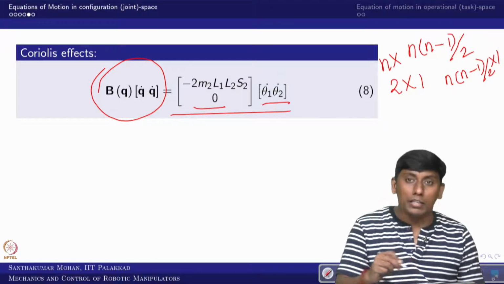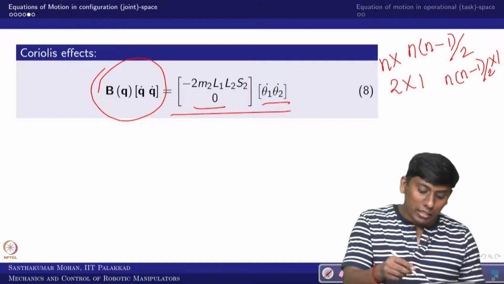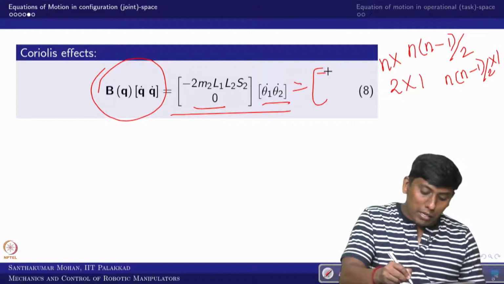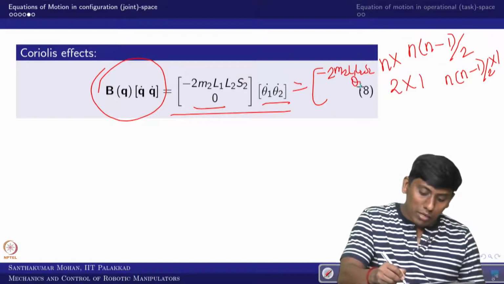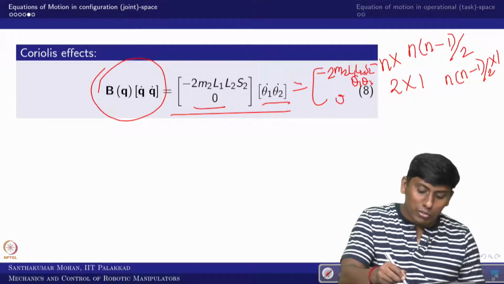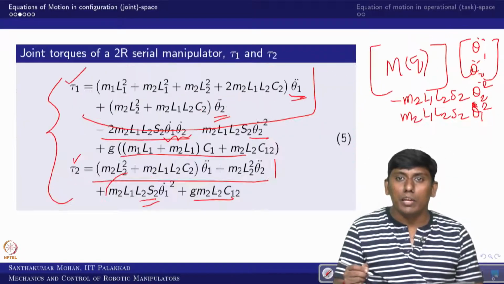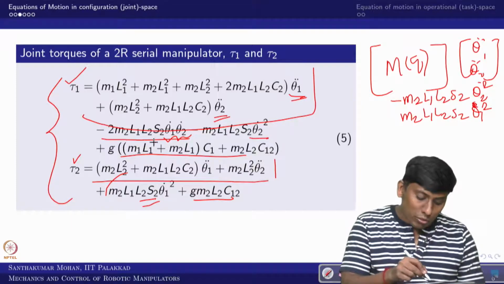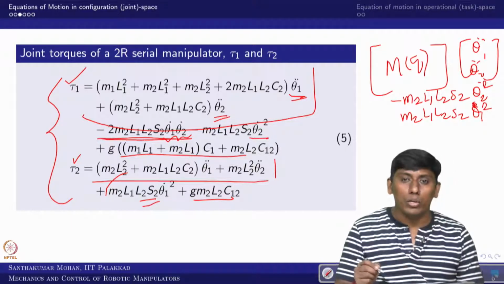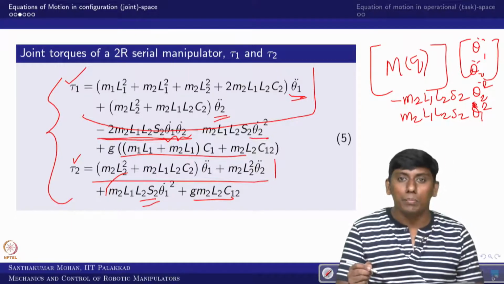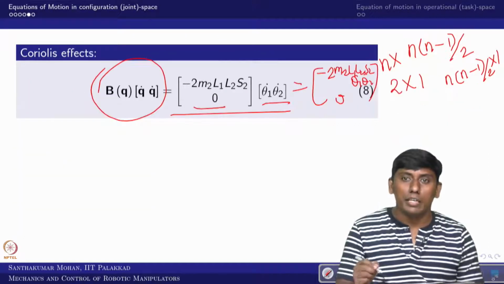If you take the product, you can see that the first term would be minus 2 m2 L1 L2 S2 theta 1 dot theta 2 dot, and the second term is 0. That is what is coming here also. So only tau 1 has a Coriolis effect and tau 2 has 0. That is what we are also getting in this effect, right?